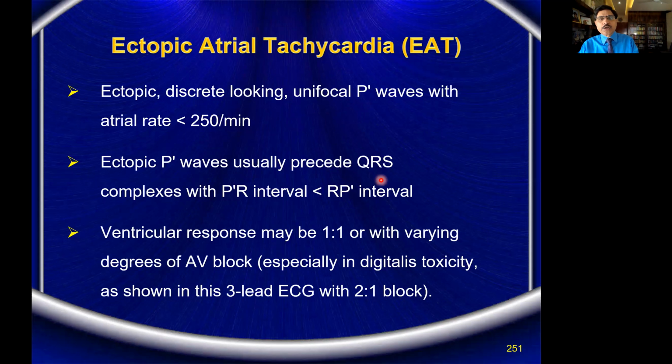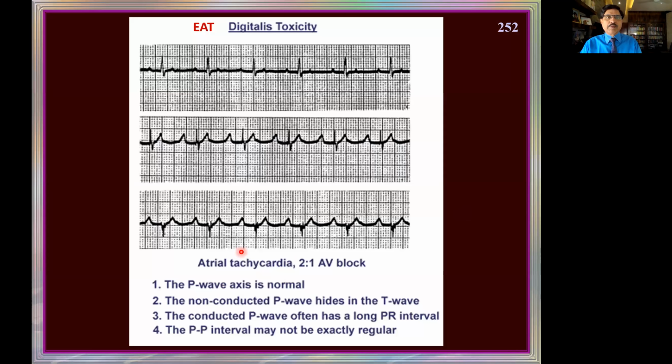Ectopic P wave usually precedes the QRS complex when it is conducted, and the P dash R interval is less than the R dash P interval, or in other words, the P dash R intervals are not constant. Ventricular response may be 2:1 or 1:1 depending on the conduction there. What we have seen in the ECG is a 2:1 block. So here P wave axis is of course positive. In these leads, P wave axis is normal.